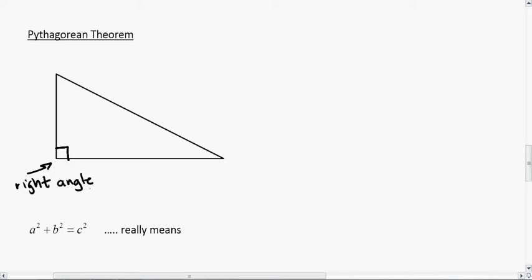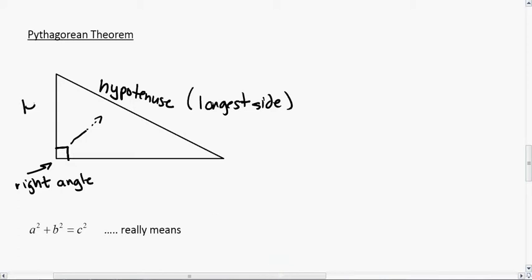Once you have a right angle in a triangle, you can name the various sides of the triangle. The side across from the right angle is always called the hypotenuse. Hypotenuse. And it is always the longest side. So it's always across from the right angle, and it's also the longest side. The other two sides are called the legs. So here's one leg, and here's the other leg.